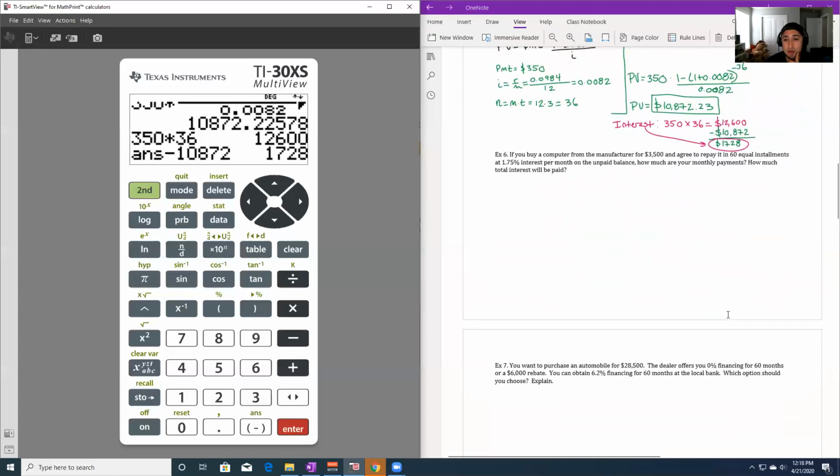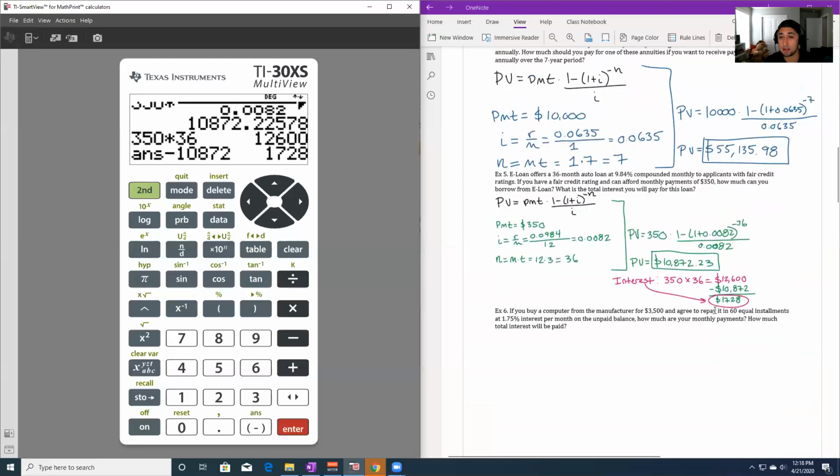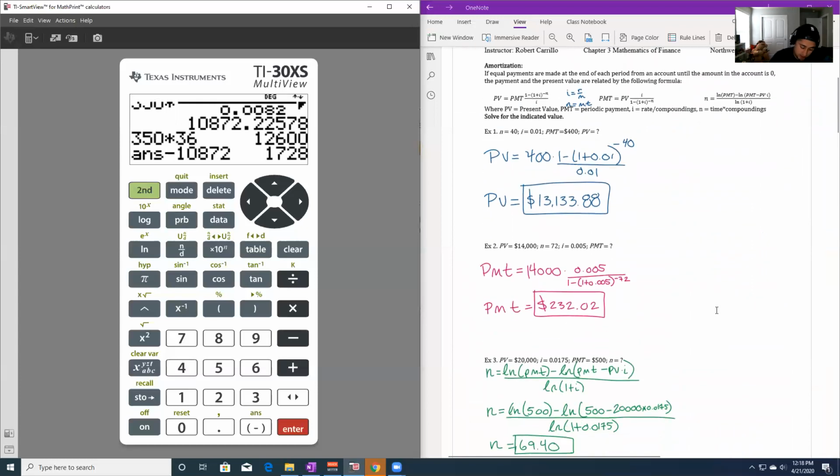If you buy a computer from the manufacturer for $3,500 and agree to repay it in 60 equal installments at 1.75% interest per month on the unpaid balance, how much are your monthly payments? How much total interest will be paid? So we're looking for payments, which means let me go look at the formula again. So payment is equal to present value times I over 1 minus 1 plus I to the negative n.